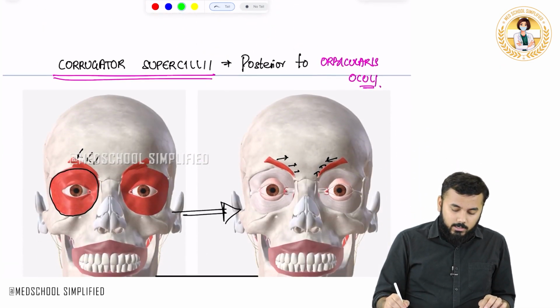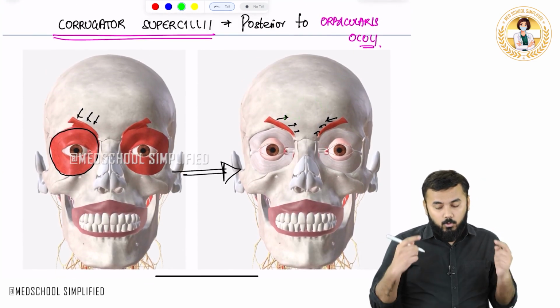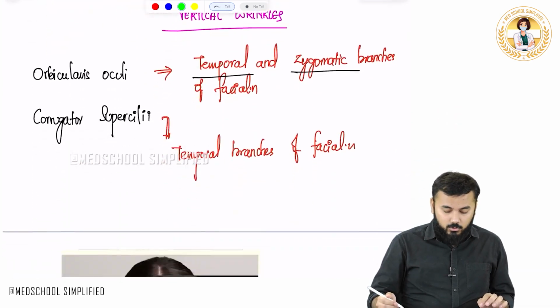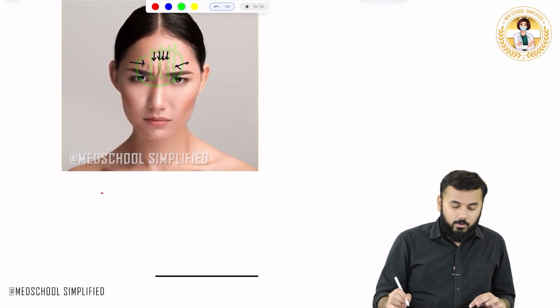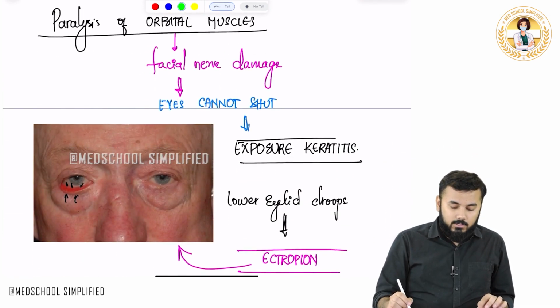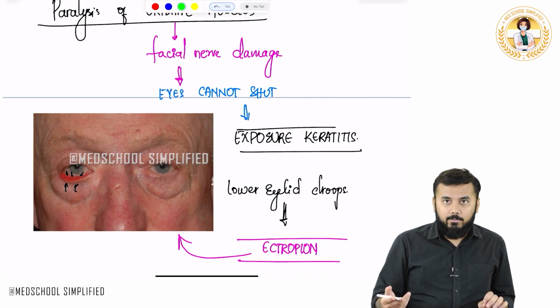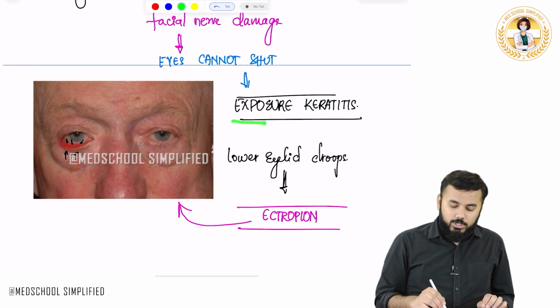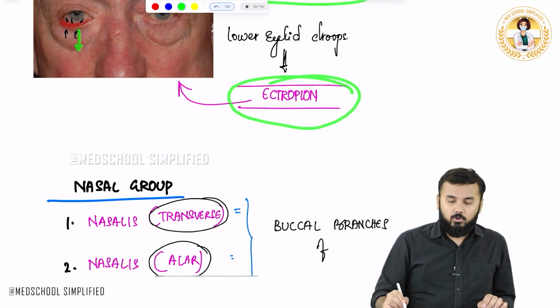So, next important thing, this is called the corrugator supercilii that draws both your eyebrows together, which will give this pattern. These are called vertical wrinkles, okay. Next, paralysis of these muscles is caused by facial nerve damage, right? Eyes cannot shut, there is exposure keratitis, and the lower eyelid is drooped down, this is called ectropion.